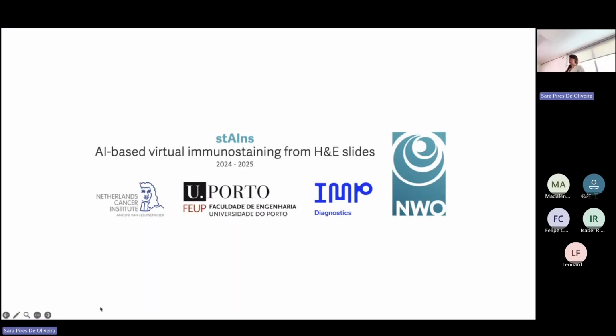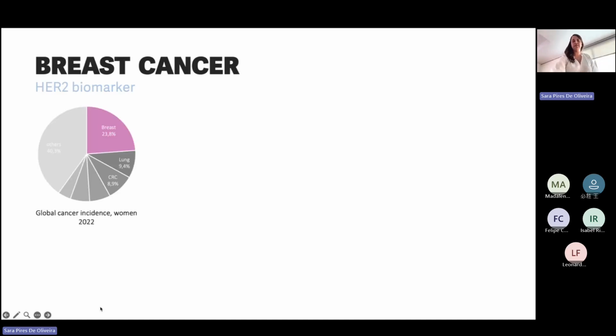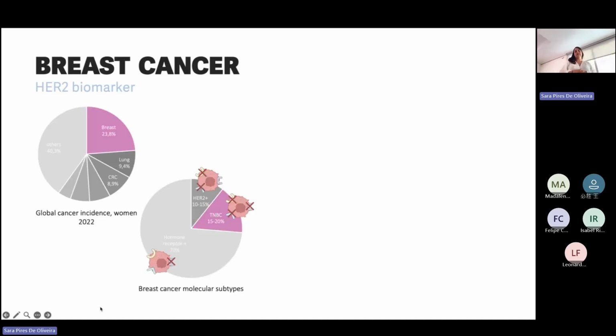I started this research line last year with a project that is funded by the Dutch Research Council, or the Dutch FCT. And it was a partnership with FIOP and the pathology lab here in Matosinhos. Basically, in this project, we were focusing on breast cancer because it's still the most incident type of cancer in women. And these can have multiple subtypes of disease, and also severity.